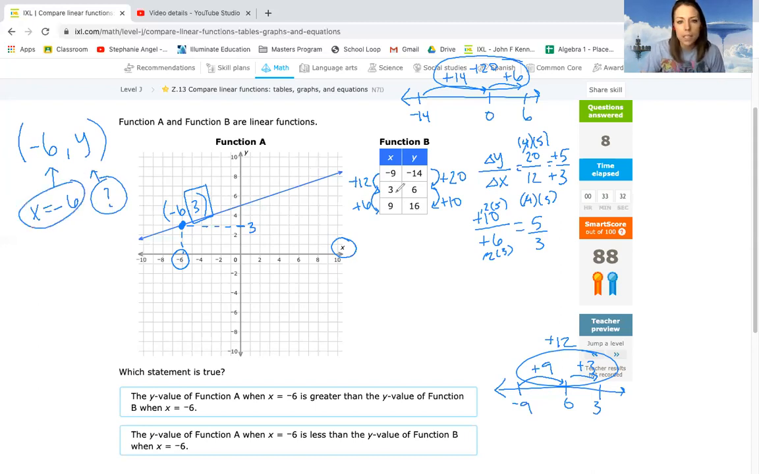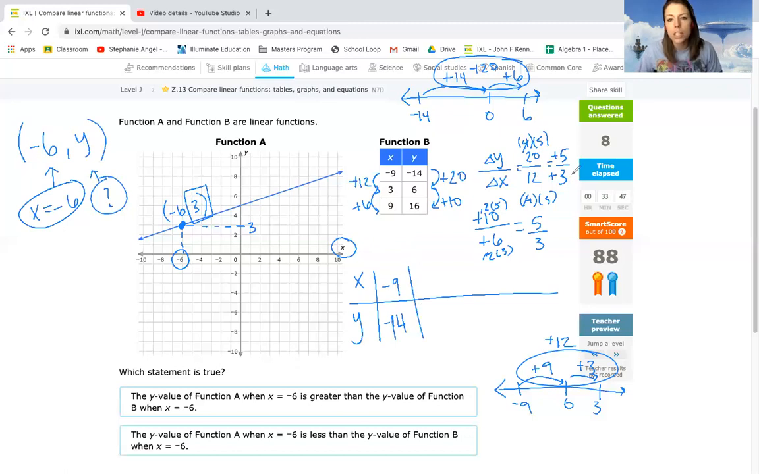So negative 6 is between negative 9 and 3. So I'm going to create my XY table here. And I'm going to start with the point negative 9, negative 14. And I'm just going to work my way through. Now notice your change in x is adding 3. So to get to the next point in the table, I'm going to add 3 to x. And what am I going to add to y? I'm going to add 5 to y.